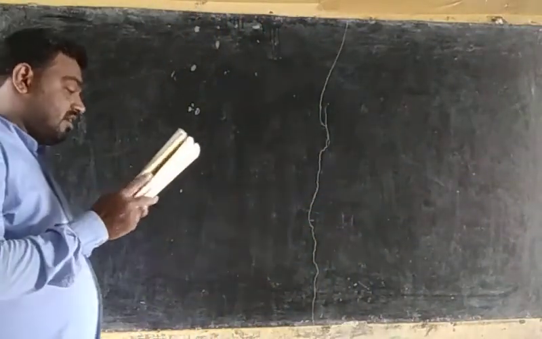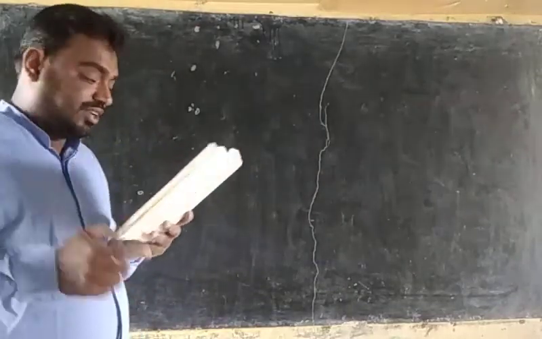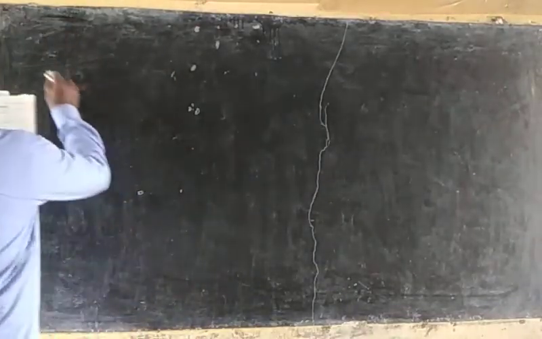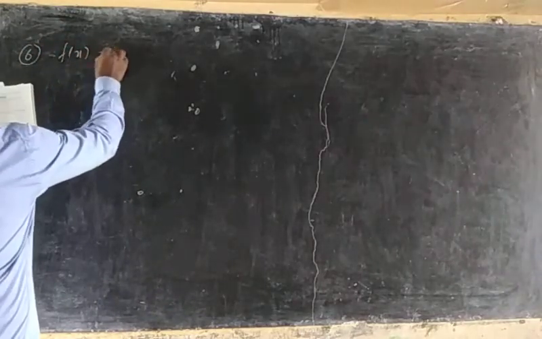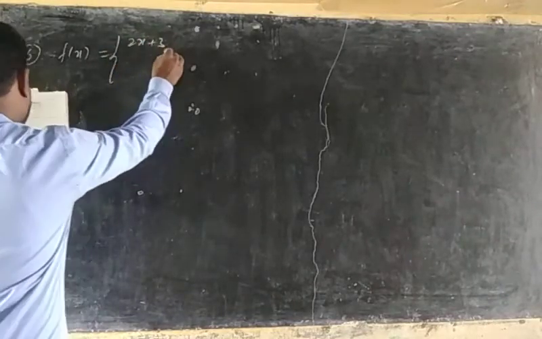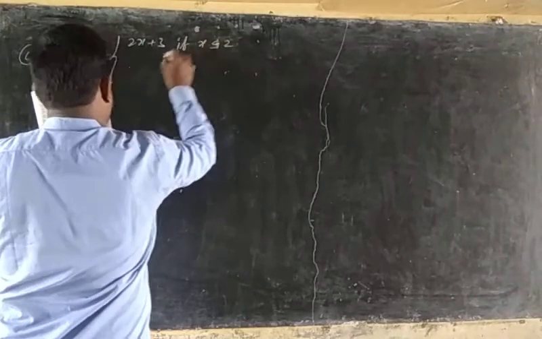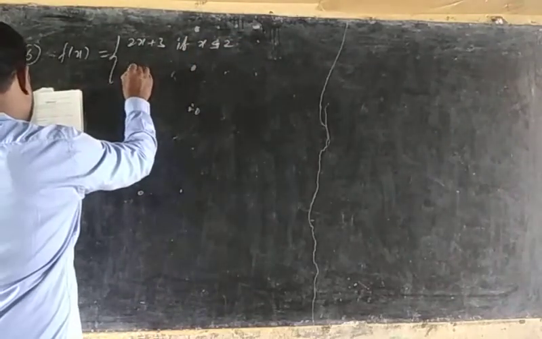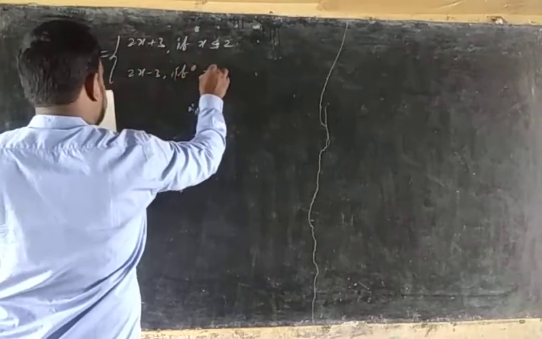Next, find all the points of discontinuity of f where f is defined by. Sixth question, f of x equals 2x plus 3 if x is less than or equal to 2, and 2x minus 3 if x is greater than 2.